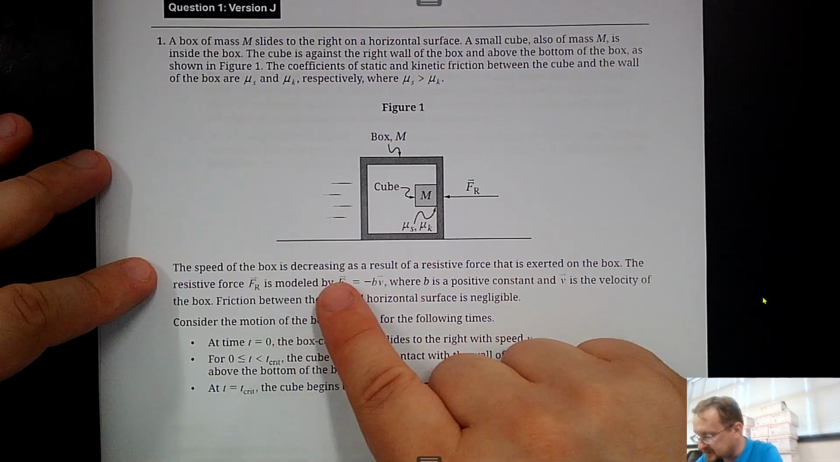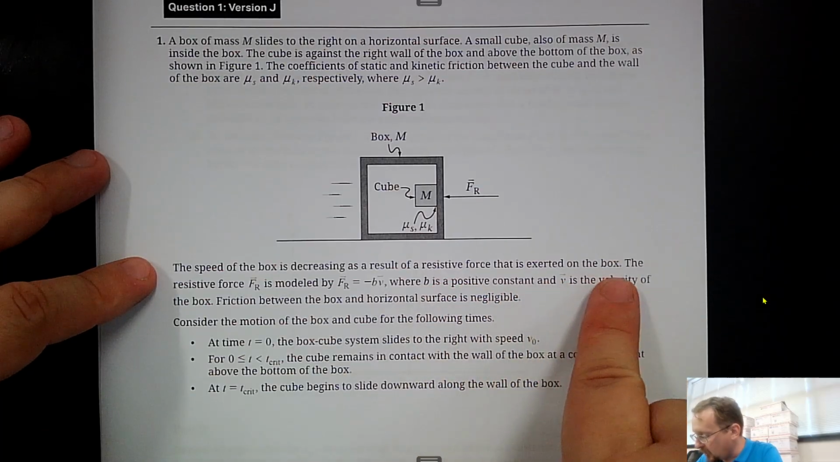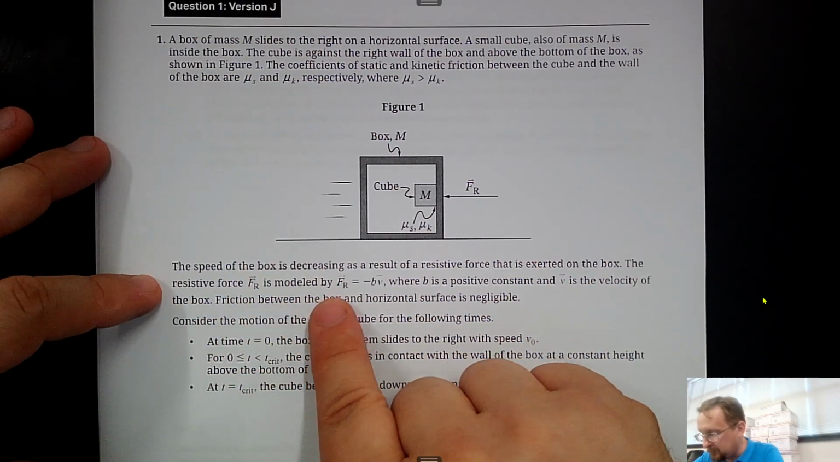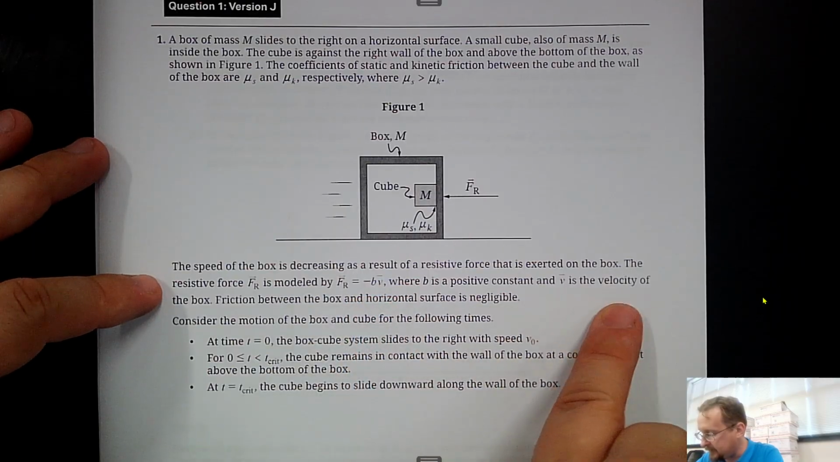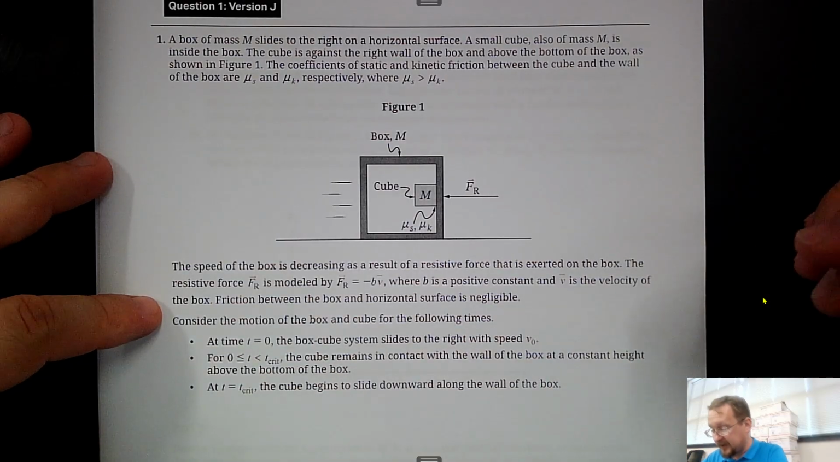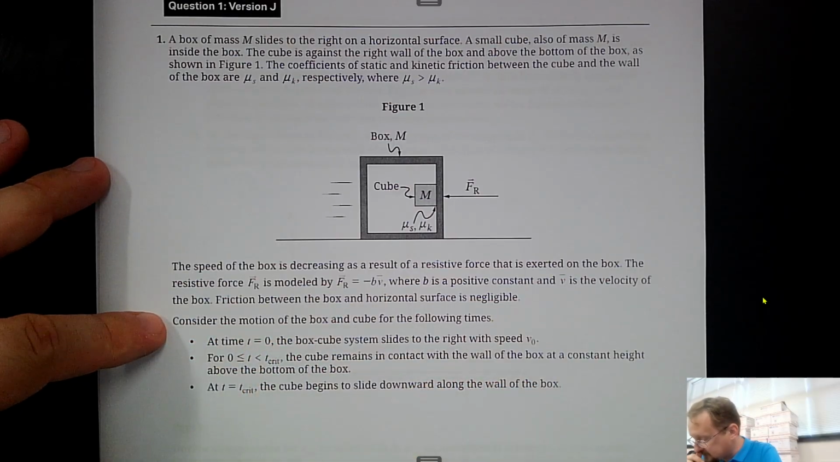The speed of the box is decreasing as a result of a resistive force that is exerted on the box. Wow! The resistive force is modeled by F of resistance equals negative bv. Okay, well, I asked for difficult problems, and I sure got one on this one. Holy smokes.